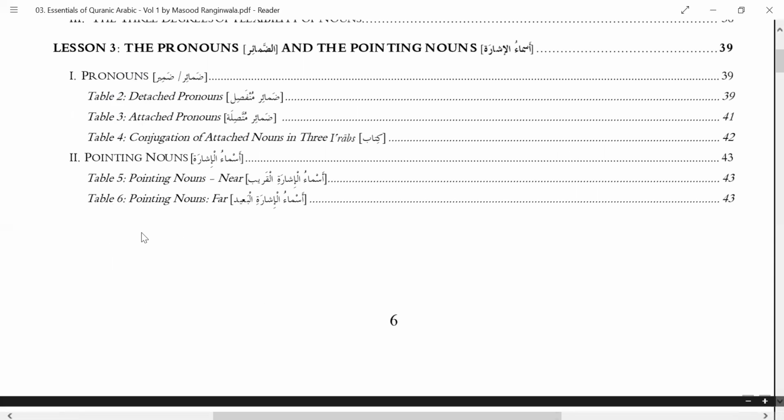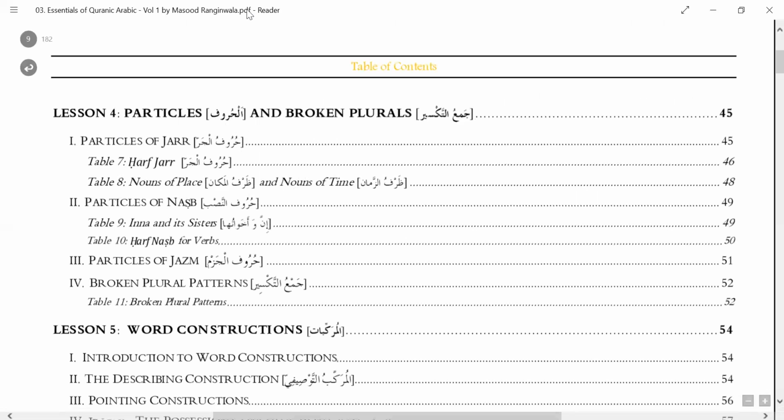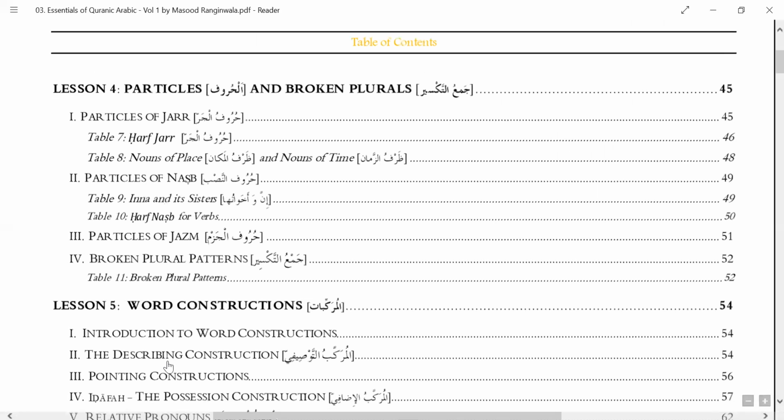Then you have something on pointing nouns. Then you have particles and broken plurals. Particles here, what we'll be doing is particles of jar, nasb, and jazm. Don't worry, we'll do what they mean later on. Then you need to know something on broken plurals. Then this is all about words.